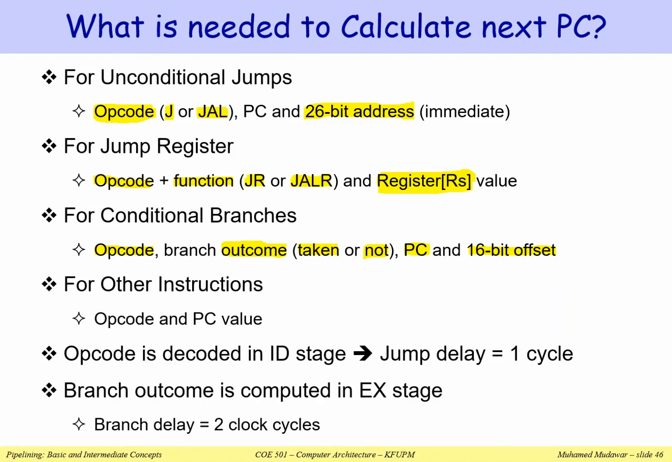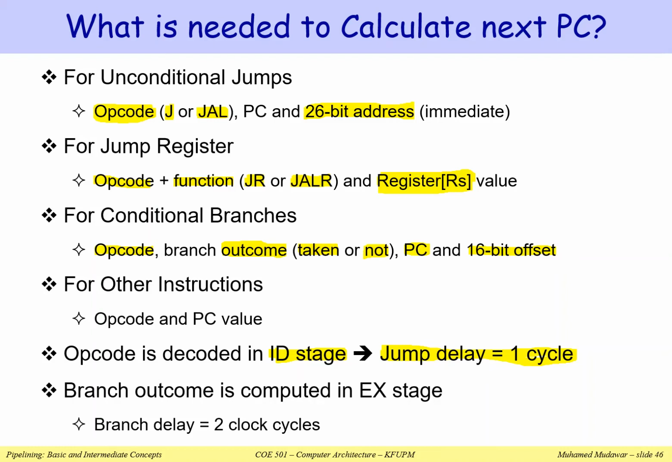Now, the opcode is decoded in the instruction decode stage. So first we have to fetch the instruction. And then during the second stage, which is the instruction decode stage, we can examine the opcode. And then we can tell if the instruction was a jump or a branch. At this point, the next instruction is already being fetched in the first stage of the pipeline. So by the time we have updated the program counter, we already have the jump delay, which is equal to 1 cycle. This is the delay from the time we have decoded the instruction until we have updated the PC. Already we have the next instruction in the pipeline.